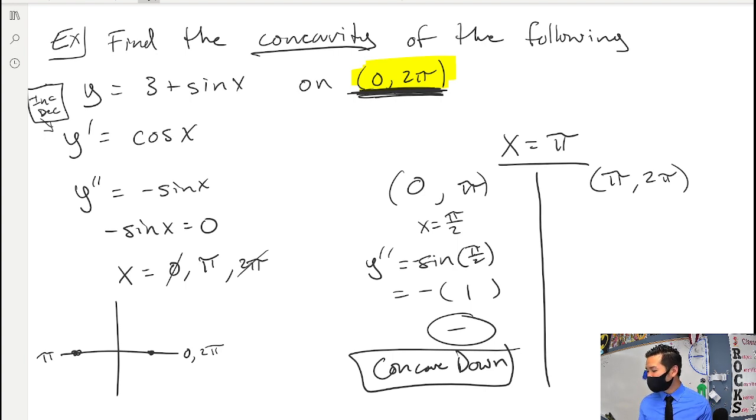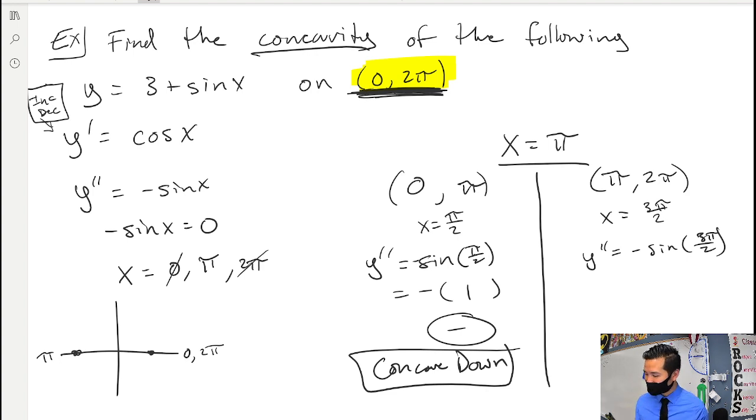I do the same thing for this interval, which is x is equal to, give me a number that's between pi and 2 pi. 3 pi over 2. You could do that. You could also do 7 pi over 4. You can also do 5 pi over 6. But the easy one to calculate is going to be 3 pi over 2 because hopefully you have that in your mind. The sine value of that is going to be equal to what? Negative sine of 3 pi over 2. What's sine of 3 pi over 2?